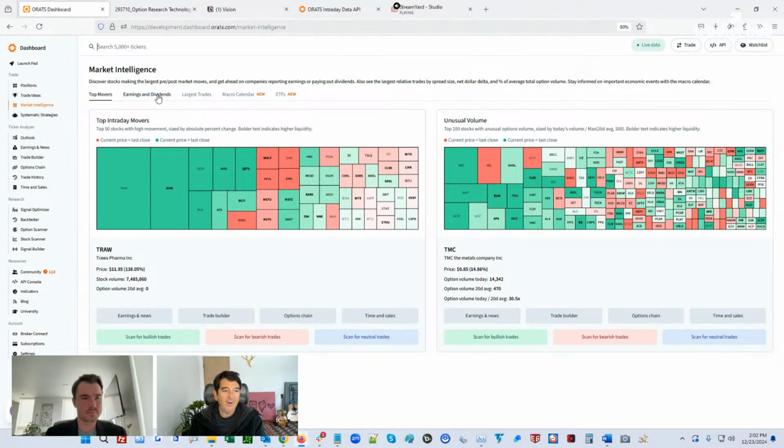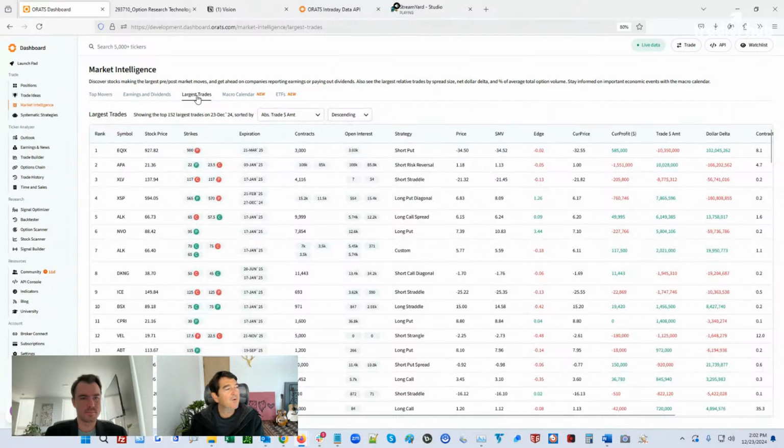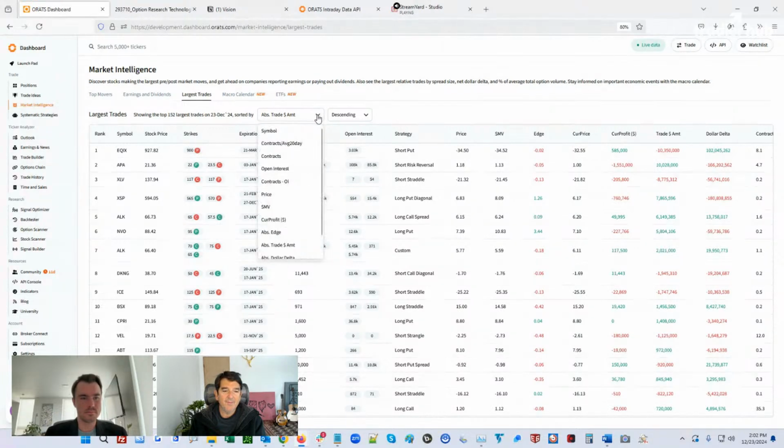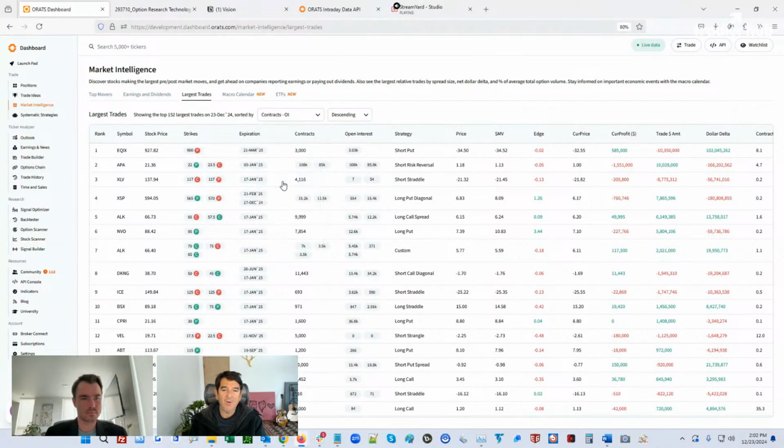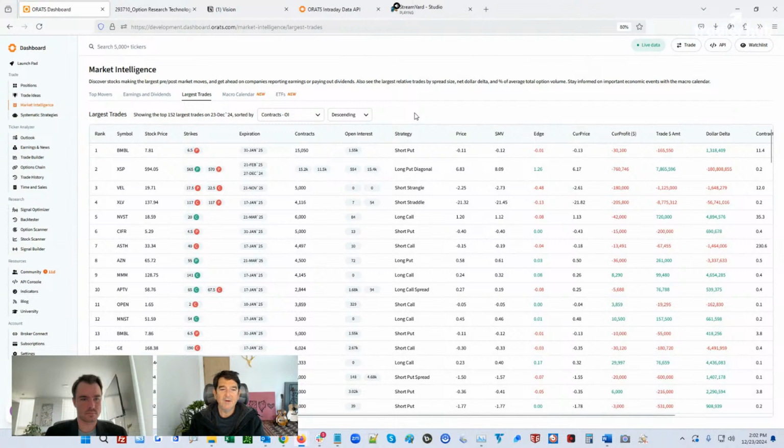We could look that way, or we could look at the largest trades today. Why don't we do that, since we're going to be looking at trade history and time and sales? I think this will be interesting. So I like to sort by contracts minus OI. That's the number of contracts that have traded minus the open interest. So that seems to be the opening trades.